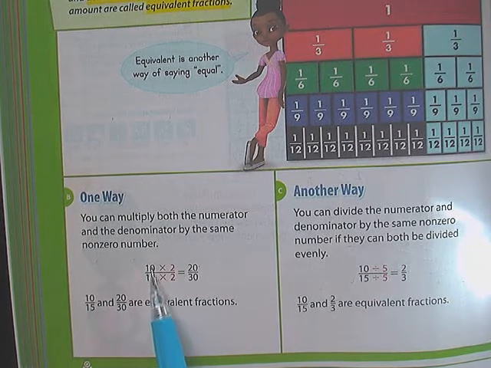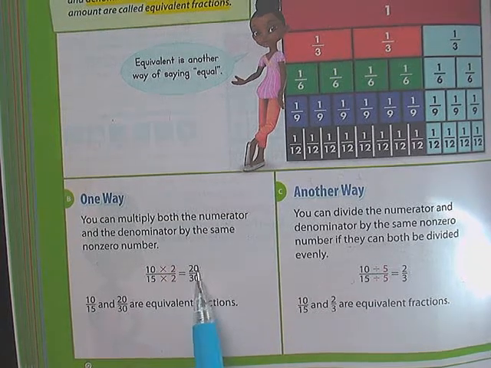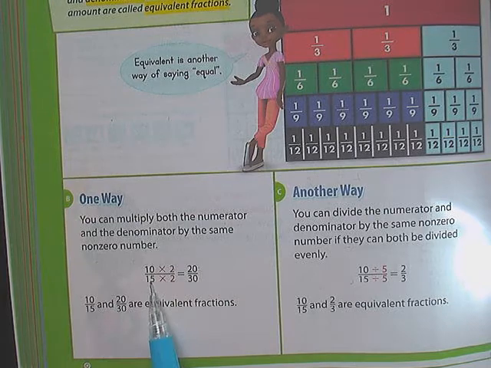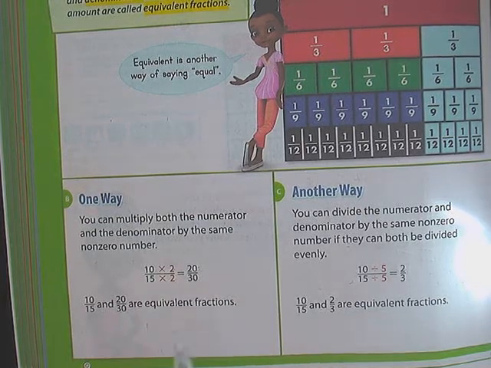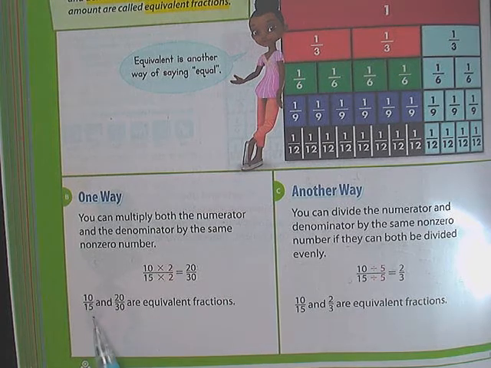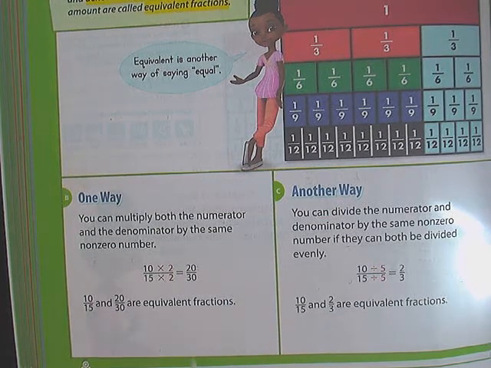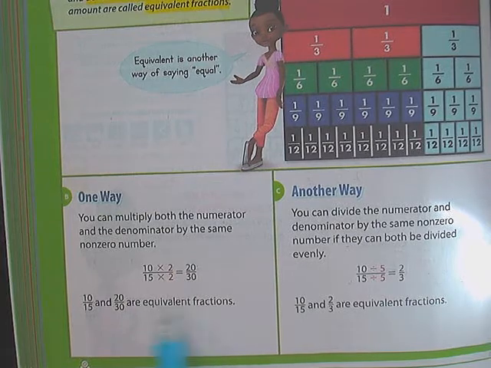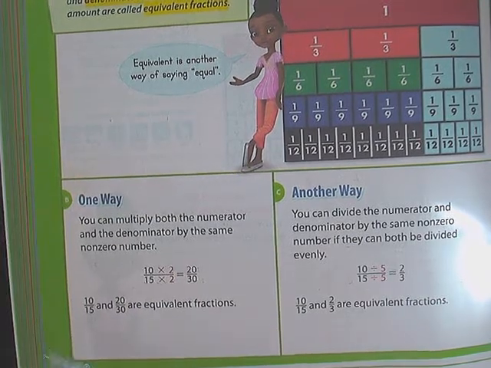So we can see right here that they multiplied 10 times 2 to get 20. And then they multiplied 15 times 2 to get 30. So that gave them 20 over 30. And 10 over 15 and 20 over 30 are equivalent fractions. So those two are the same value.